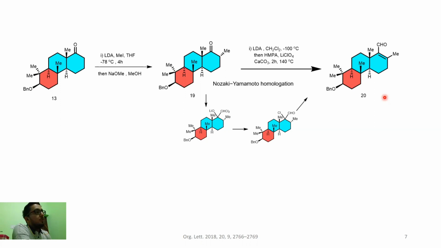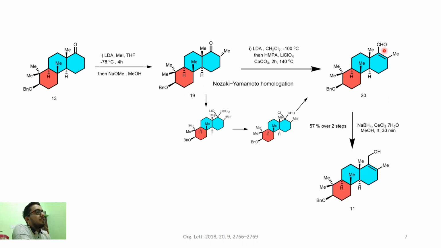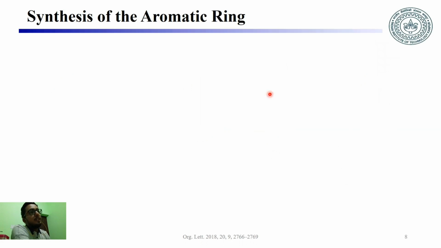Now for molecule 20, we have to reduce this CHO group without affecting the alpha-beta olefin. So we use Luche reagent here and reduce this CHO into a hydroxy group without affecting the double bond. So this is how we reach our molecule 11. Now we will see the synthesis of the aromatic ring.